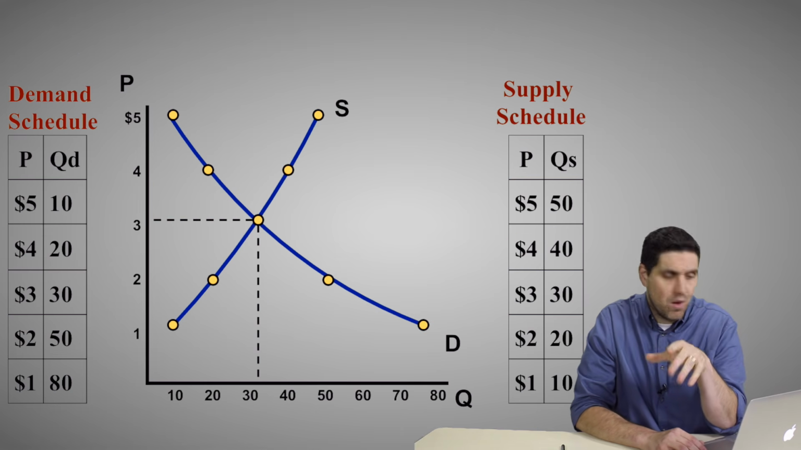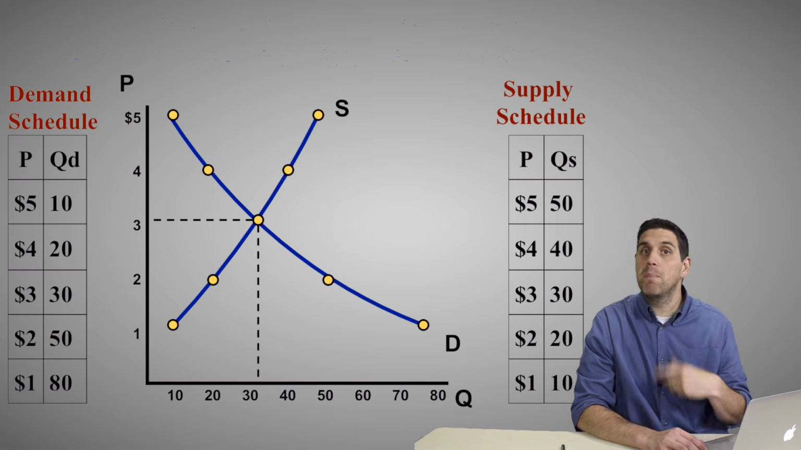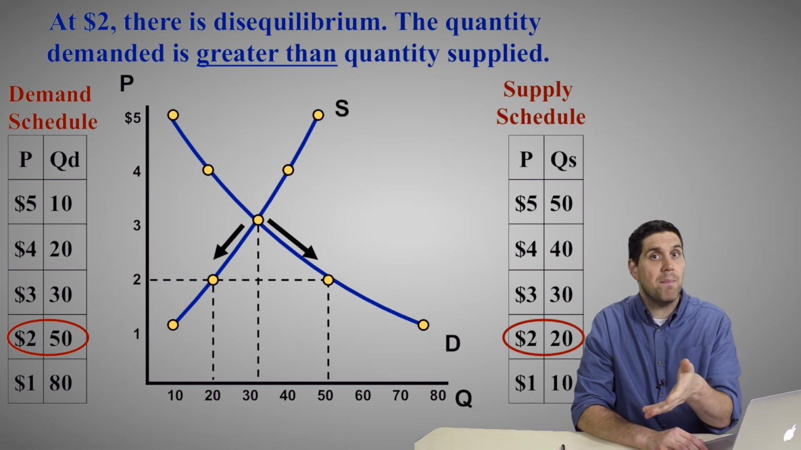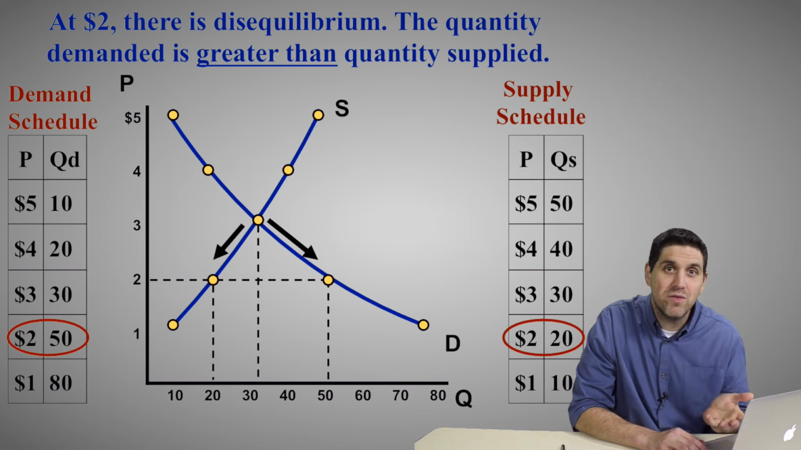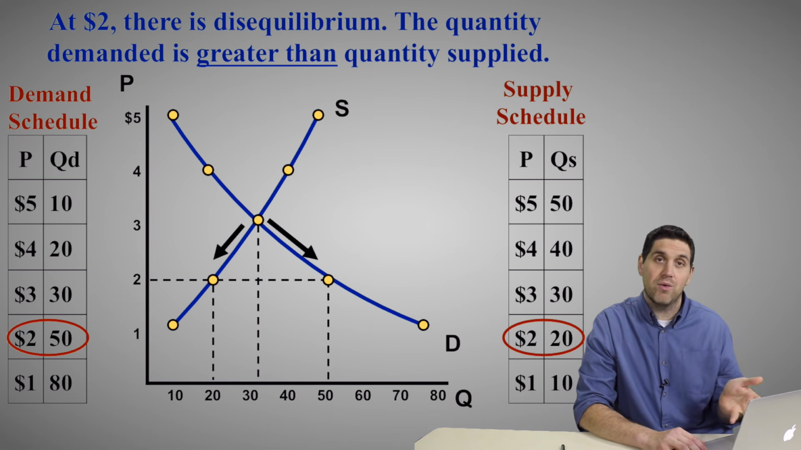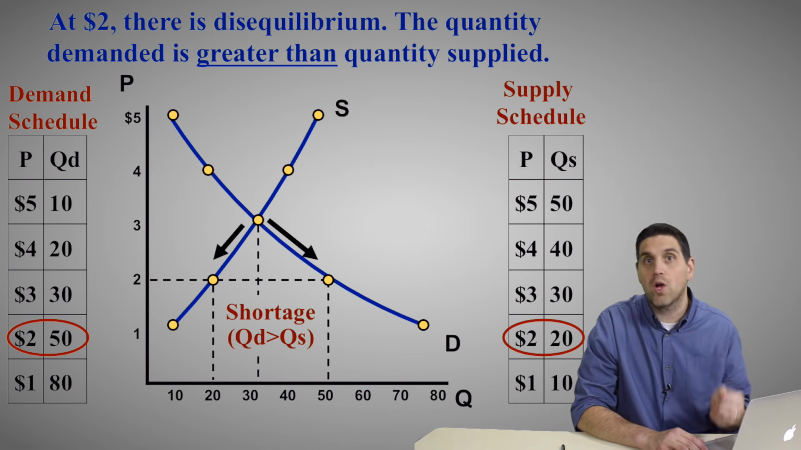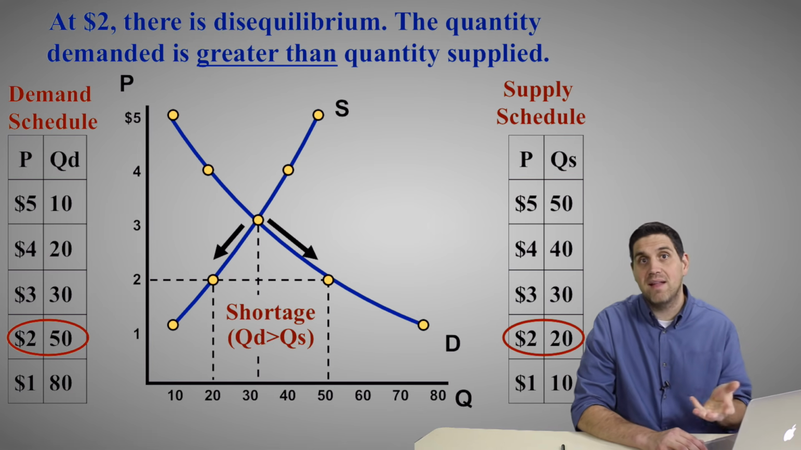Now, if the price was really low, let's say down here at 2, then people want to buy more of it, so the quantity demanded goes up. But if the price is low, producers don't want to produce very many, so they'll produce less. Quantity supplied will go down. The result is a shortage, right? The quantity demanded is greater than the quantity supplied. That's the idea of a shortage.